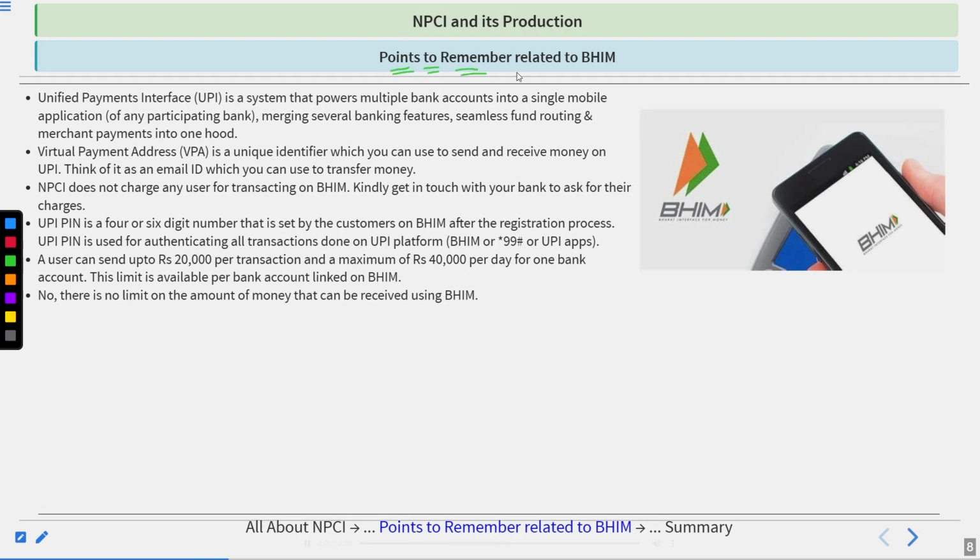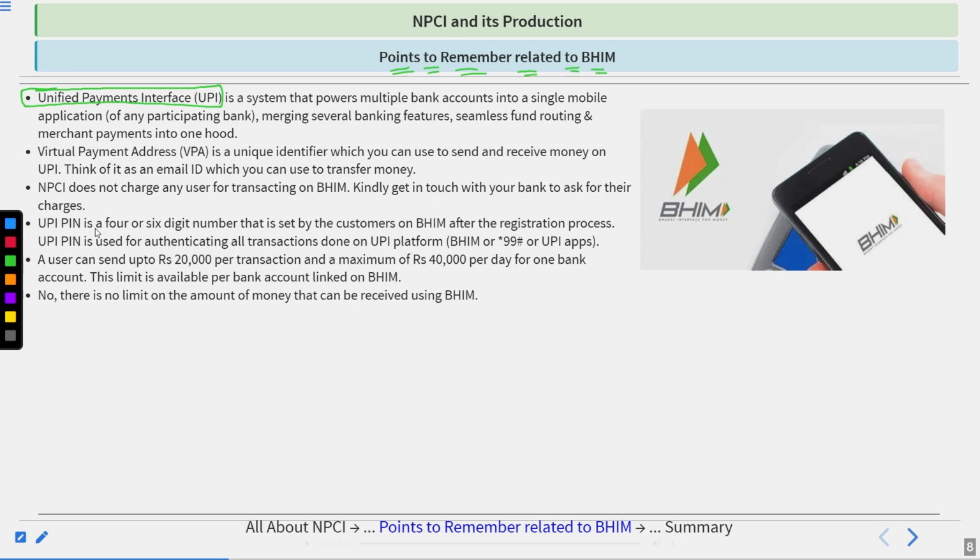Now, the points which we are required to remember related to the Bheem. First is Unified Payments Interface, UPI. UPI is actually a system that powers multiple bank accounts in a single mobile application of any participating bank, merging the several banking features, seamless fund routing and merchant payments into one, which means you could use the platform to make various kinds of payments and link various bank accounts by only one particular app.